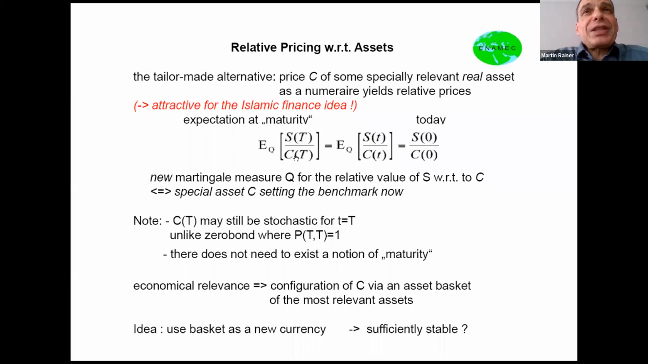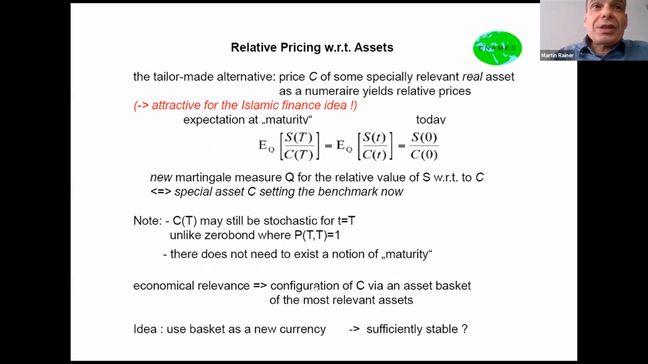If I take assets here, they may, of course, still be stochastic at maturity, which is a difference to the zero bond. Zero bonds, by definition, are designed such that at maturity, stochasticity disappears. So this is maybe one difference. With this asset numeraire, there is not necessarily a terminal maturity. So this is very different from the discounting approach.